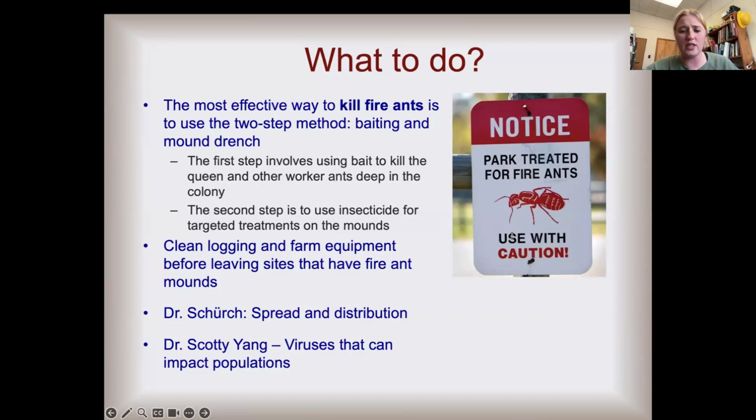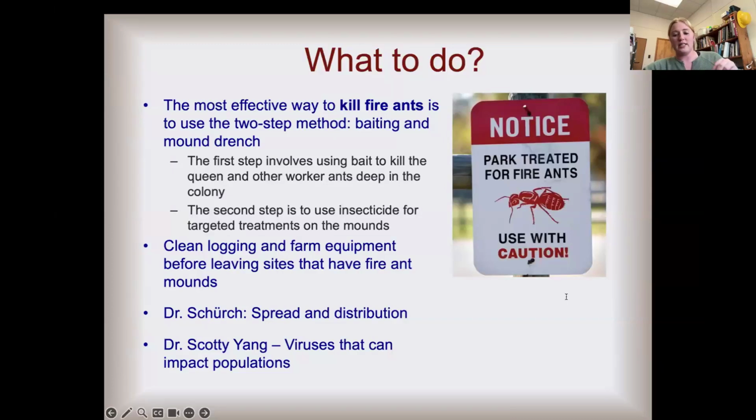And the baits are actually currently available. They include, I think, Amdro, Siege, Logic, Award, or Raid Fire Ant Killer. The baits are pretty slow acting, and they take weeks to months to achieve like 80 to 90% control. But the bait products can be used to easily treat large areas effectively, and they contain extremely low amounts of toxins.